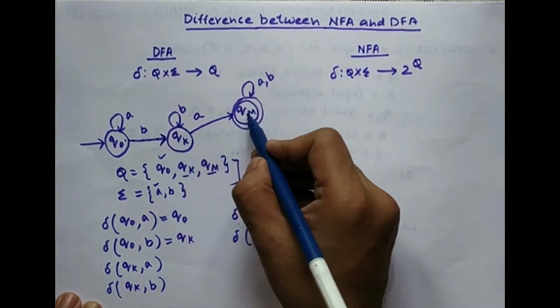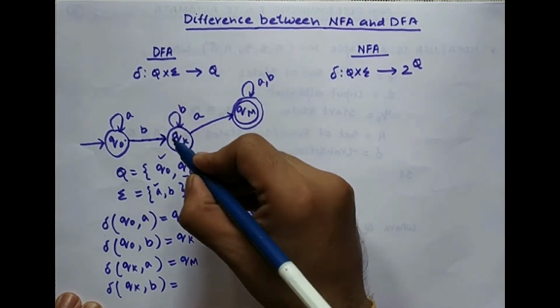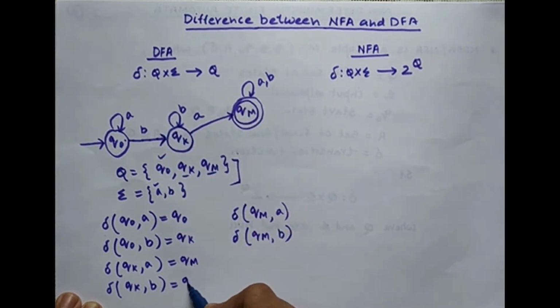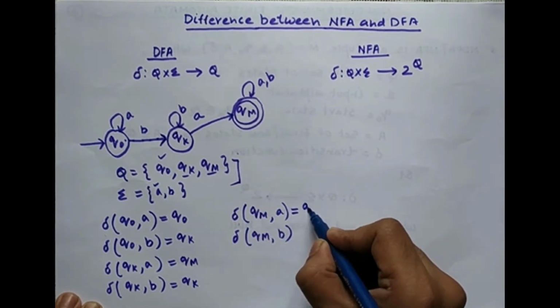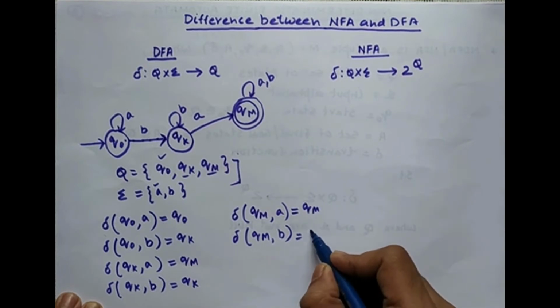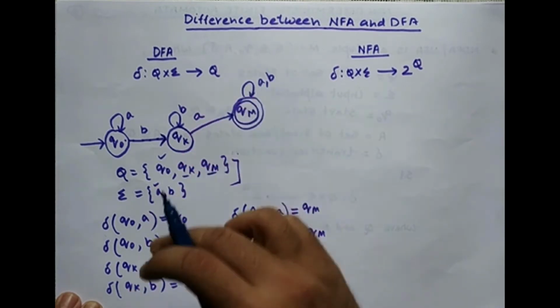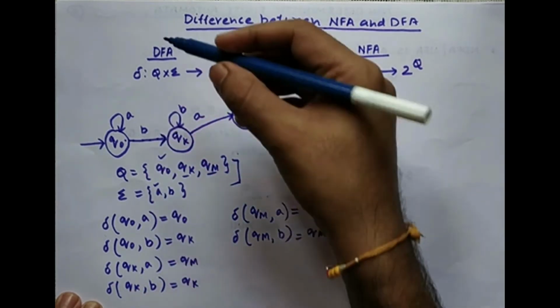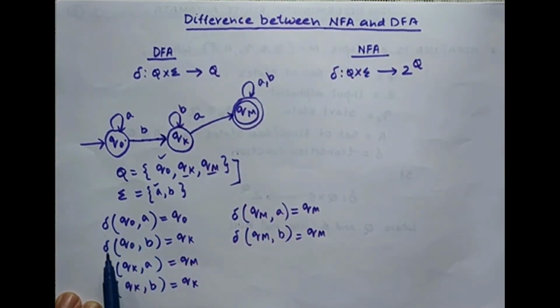Qk on reading a goes to qm, that's one unique state. Qk on reading b stays at qk itself, but still one unique state. And qm on reading a remains at qm, and qm on reading b also remains at qm. So when you see these transitions, you will be able to deduce the meaning of this. From every state, you see this is one each state. Q naught is one state, qk is one state, qm is one state.